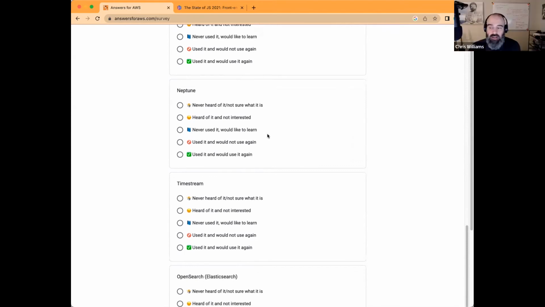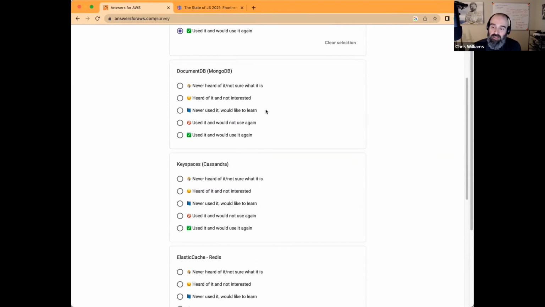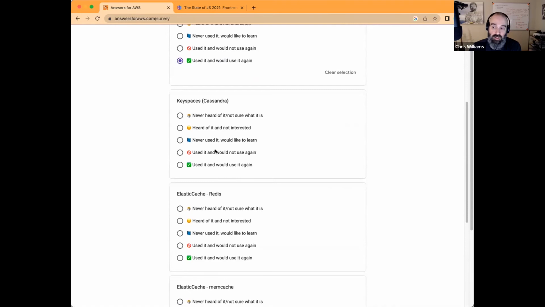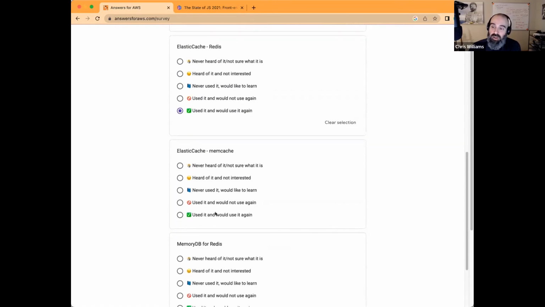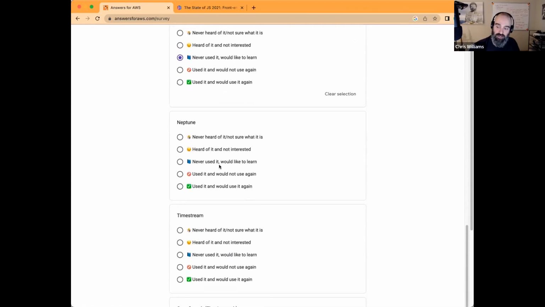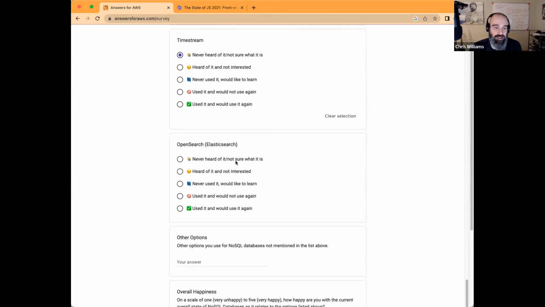So I went ahead and filled in. For DynamoDB, used it and would use again. MongoDB or DocumentDB, used it and would use again. Cassandra, never used it, would like to learn. Elasticsearch, Redis, used it and would use again. Memcache, used it and would use again. MemoryDB for Redis, never used it, would like to learn. Neptune, never used it, would like to learn. Timestream, never heard of it, not sure what it is, in all transparency. And Elasticsearch, used it and would use again.